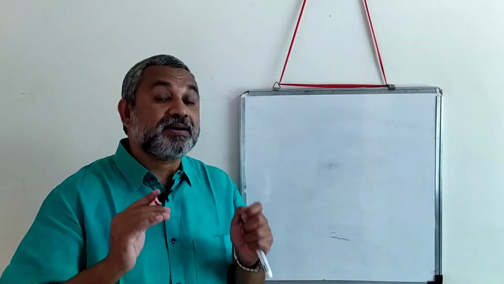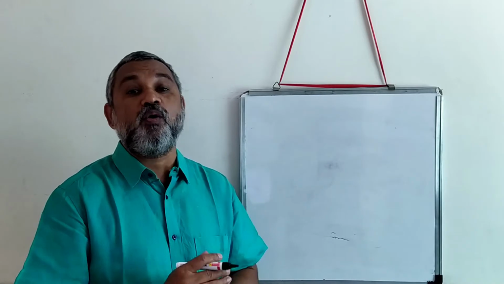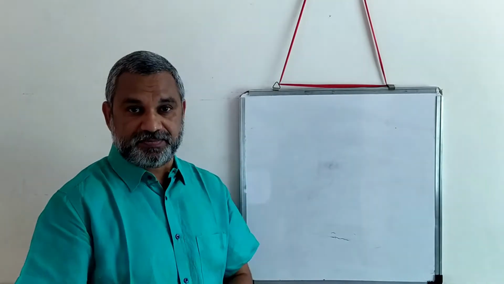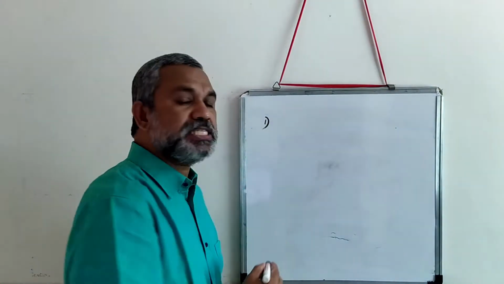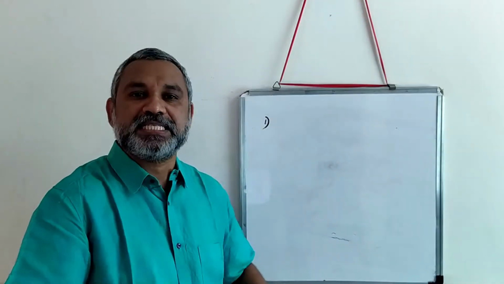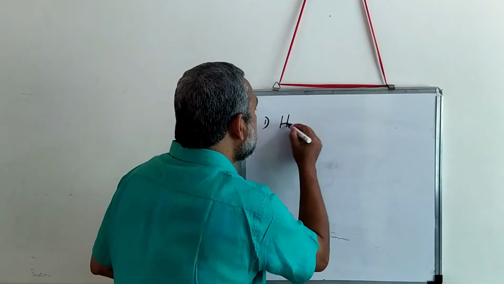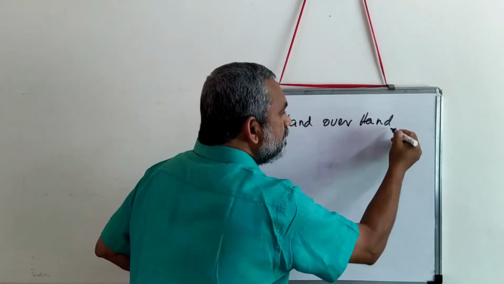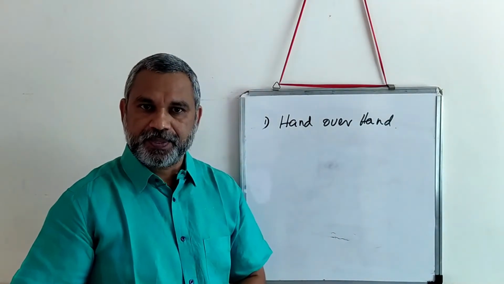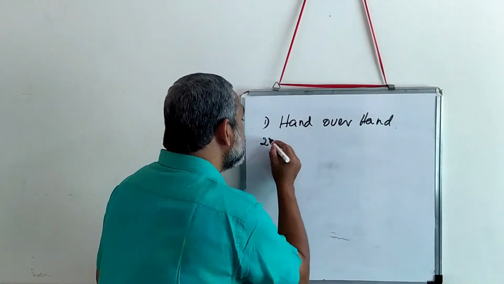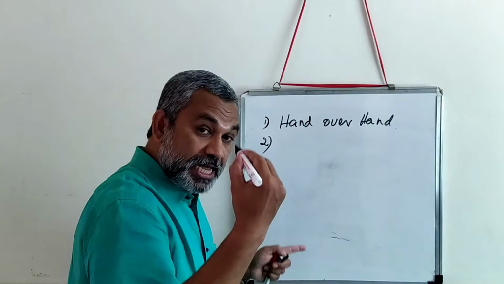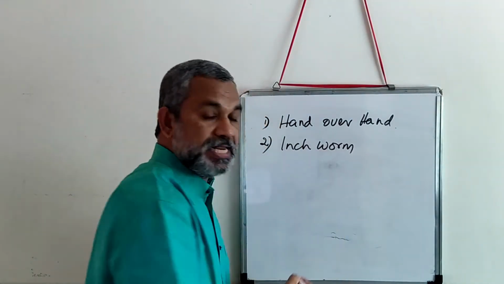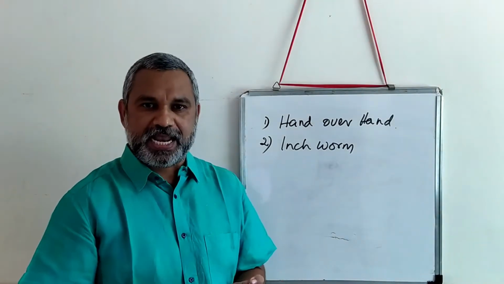How exactly are the kinesin molecules moving on the microtubules? There are two mechanisms. The first mechanism proposed for the movement of kinesin is hand over hand. The second mechanism is called the inchworm mechanism. So these are the two mechanisms.